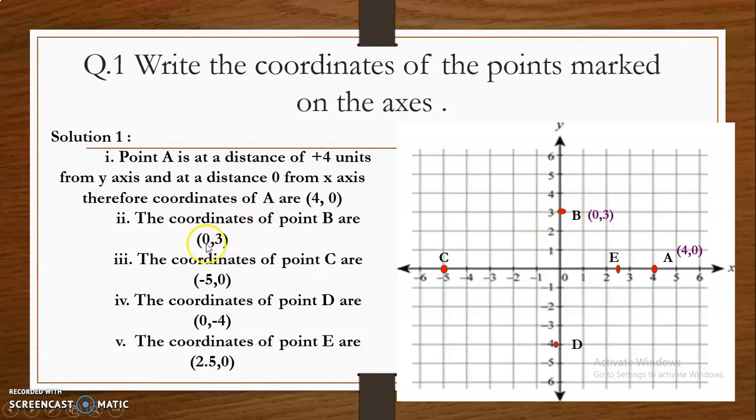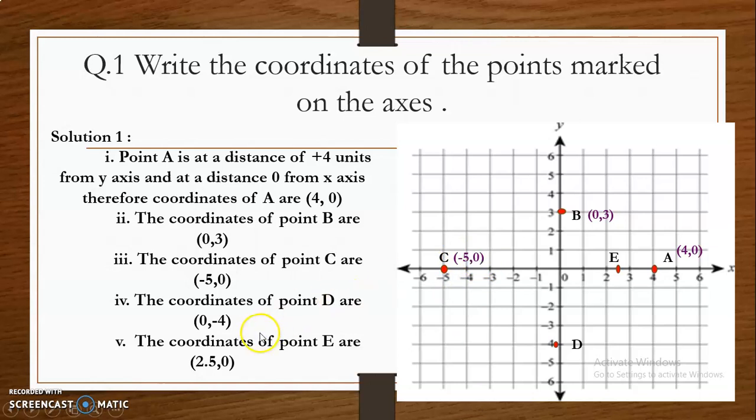So the coordinates become 0, 3 for B. Now see the point C. How much distance is it away from the vertical axis or the y-axis? That is -5. So the first coordinate becomes -5. Now, how much distance away from the horizontal axis? It is not at all away from the x-axis. It is lying on the x-axis. Therefore, the coordinates become -5 and 0.